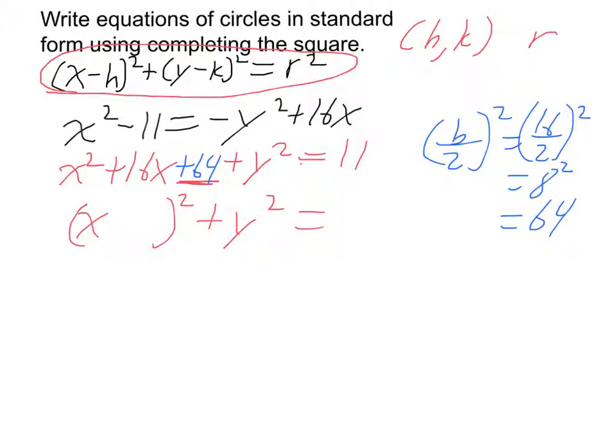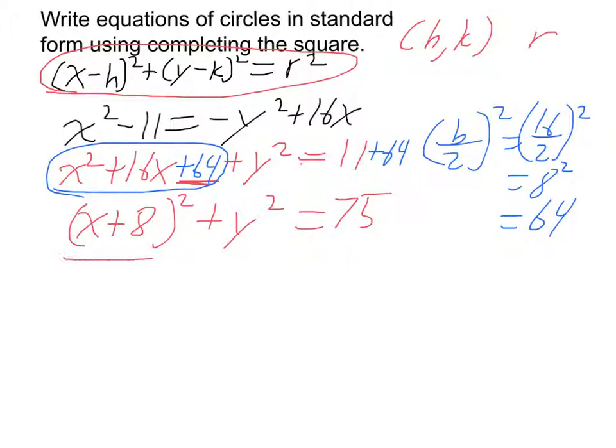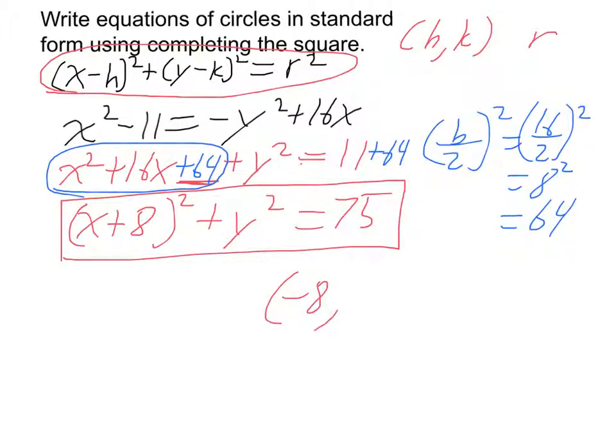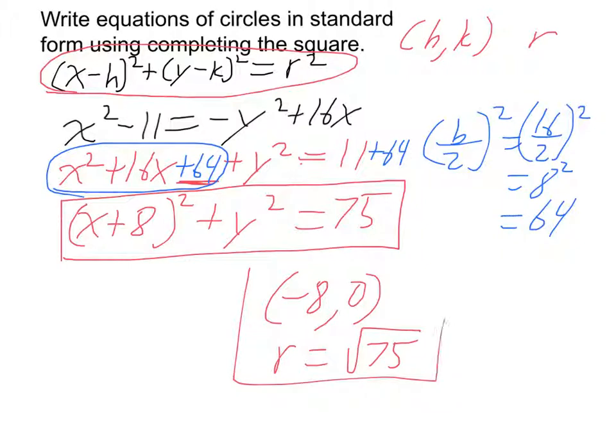Remember, you can't just add it to the left side, you have to also add it to the right side to keep your equation balanced. And what that does is it makes this part of the left side a perfect square, and that perfect square is (x plus 8) squared. Over here on the right, I have 11 plus 64, which is 75, and voila, my equation is now in standard form. So I can tell now that this circle has its center at (negative 8, 0), and that its radius is the square root of 75 units long. Very easy. That's how you do that.